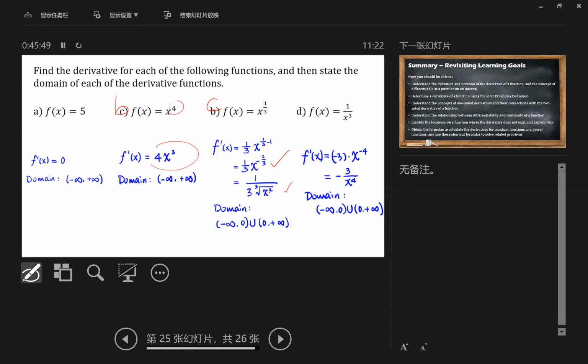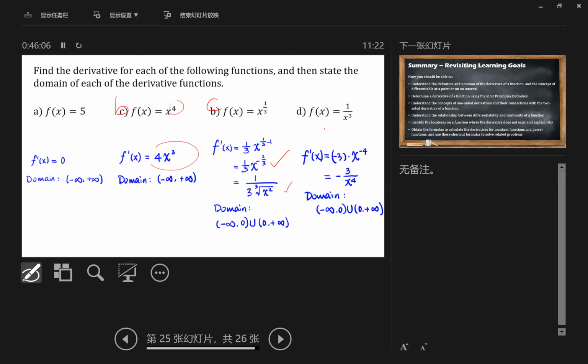And as you can see here from this expression, x cannot be 0, otherwise you will have a 0 as the denominator, right? Therefore, the domain of the derivative is negative infinity to 0, union with 0 to positive infinity.